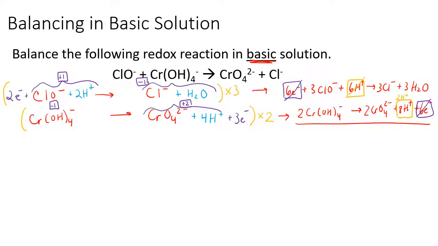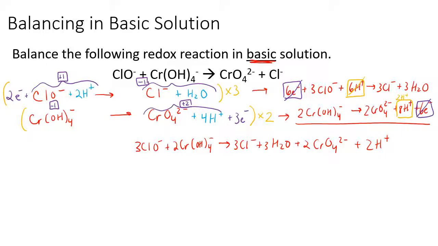When we write out our equation, we're going to have 3 ClO minus plus 2 CrOH4 minus, and on our product side, we'll have 3 Cl minus plus 3 H2O plus 2 CrO4 2 minus plus 2H plus. This is where we would stop if we were balancing an acidic solution. But since we're not balancing an acidic solution, we're going to have to add our additional steps in.